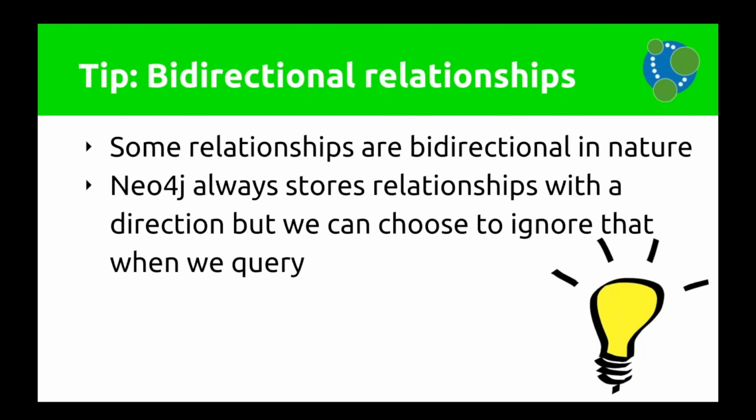And so the tip here is that some relationships are bidirectional, but it's an invariant of the application. So Neo4j always stores a direction, and we can choose to ignore that. I'm sure you can probably think of some bidirectional relationships in the domains that you work in that might have similar characteristics to the friends one that we've got.